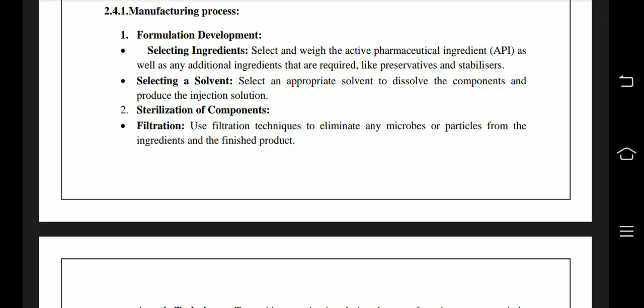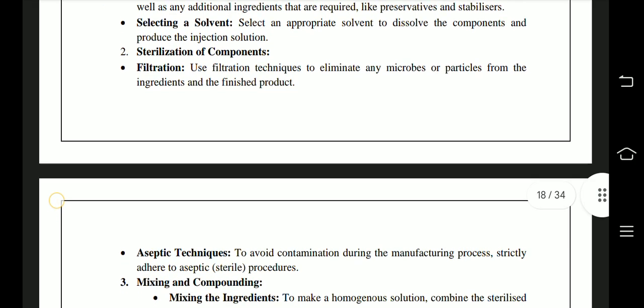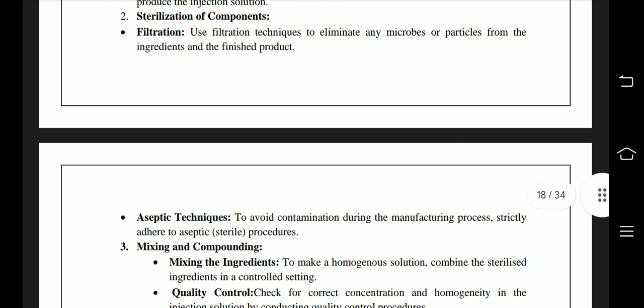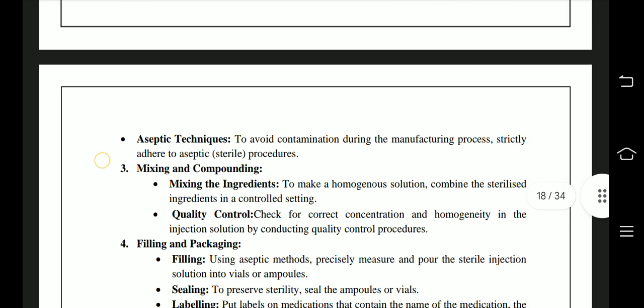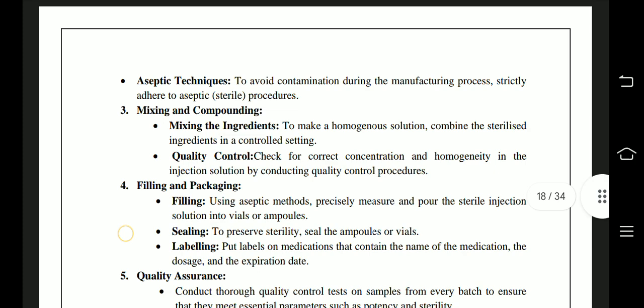Second step is sterilization of components. Filtration and aseptic techniques are involved in sterilization of components. Filtration: use filtration techniques to eliminate any microbes or particles from the ingredients and the finished product. Aseptic techniques: to avoid contamination during the manufacturing process, strictly adhere to aseptic procedures.